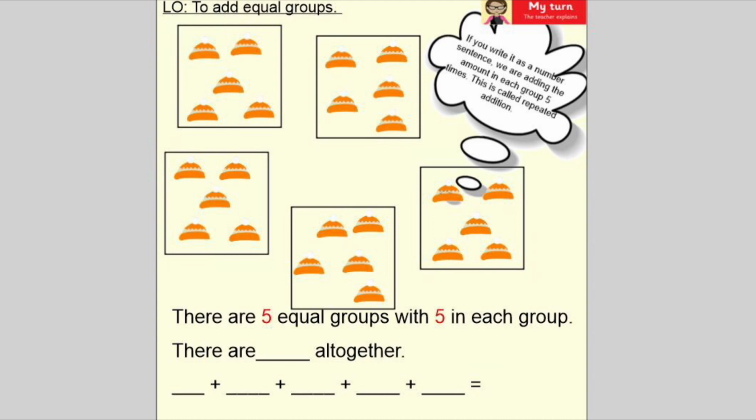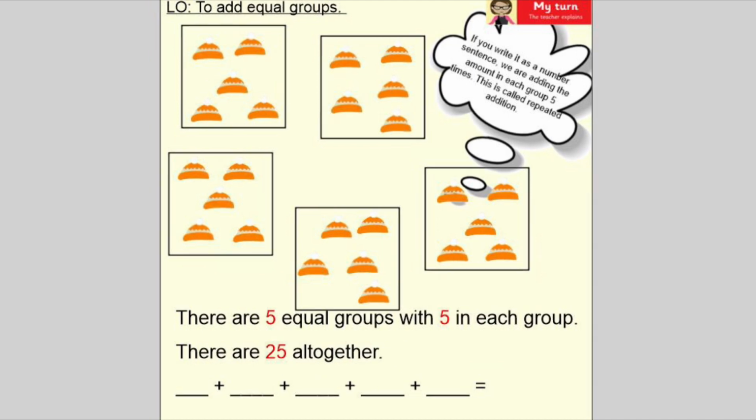Now we need to see how many we've got altogether. Remember, I could count them one by one, but the whole point of them being in equal groups is that they're easier to count and it's quicker this way. So as there are 5 hats in each group, we're going to be counting in our fives. Let's go. 5, 10, 15, 20, 25. So there are 25 altogether.